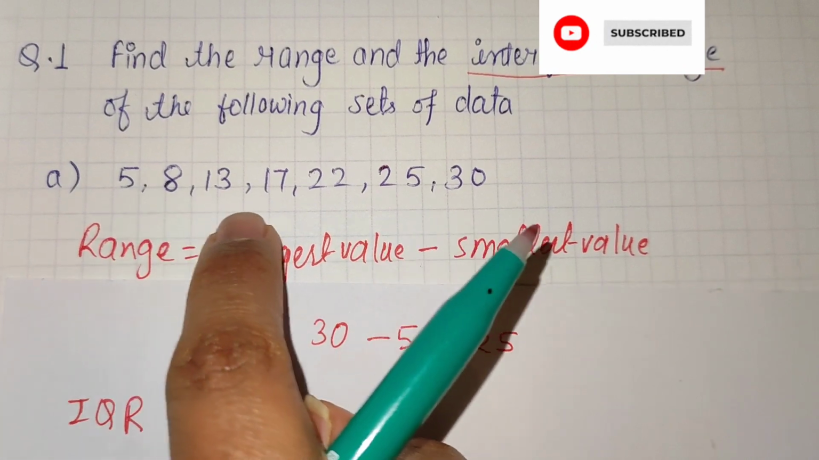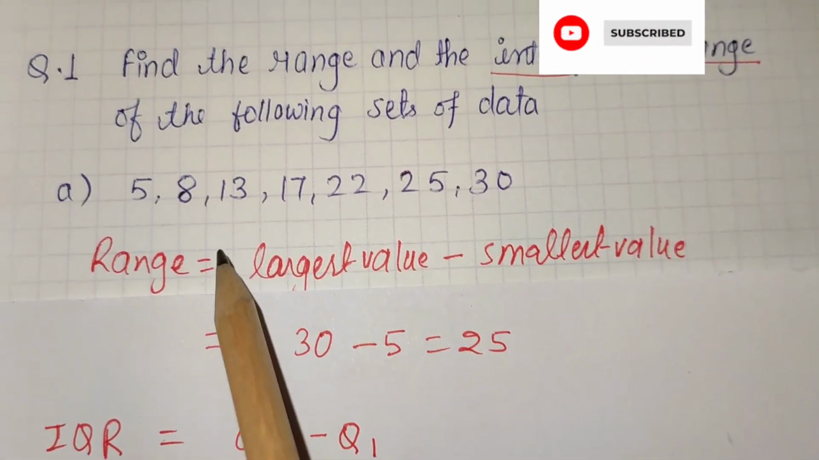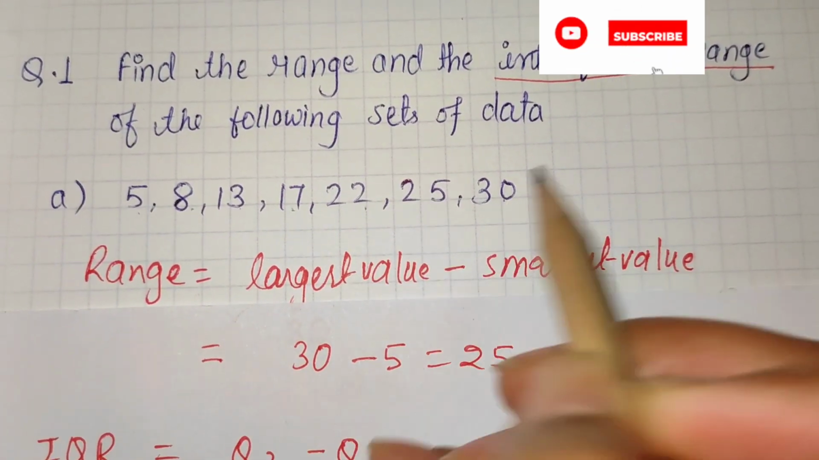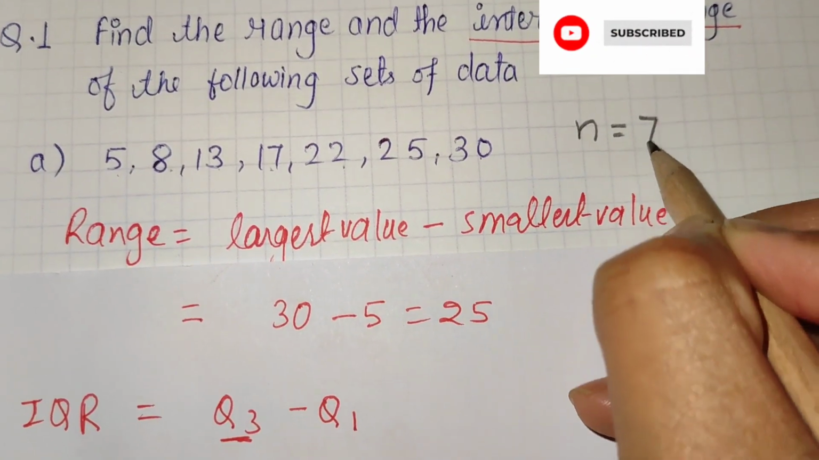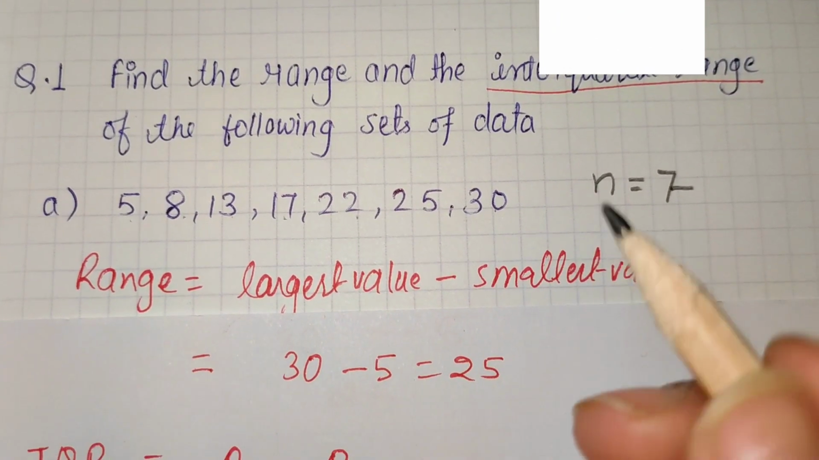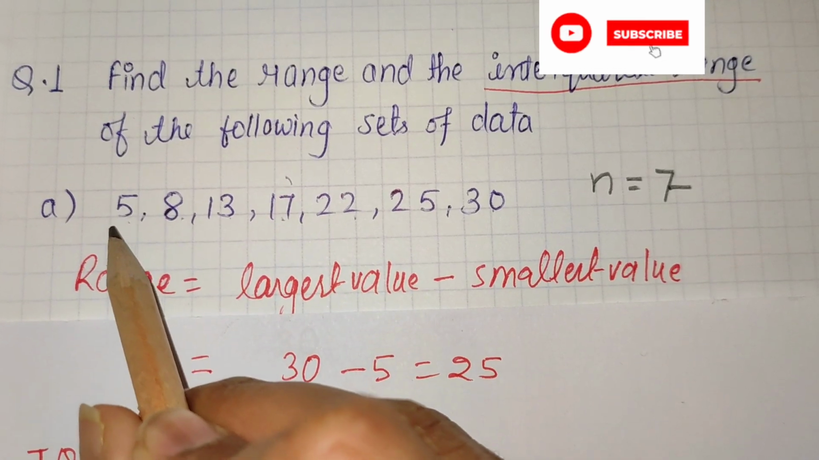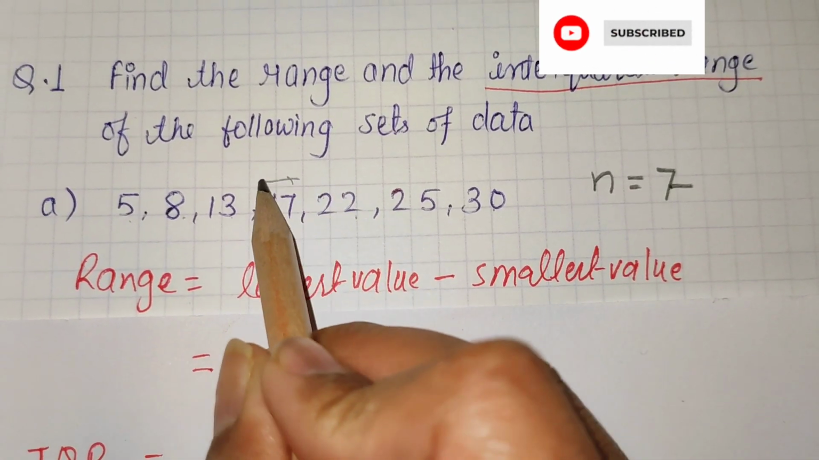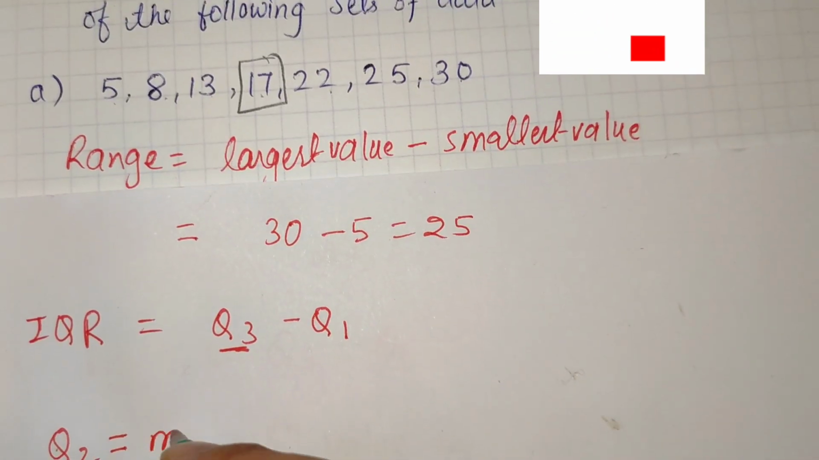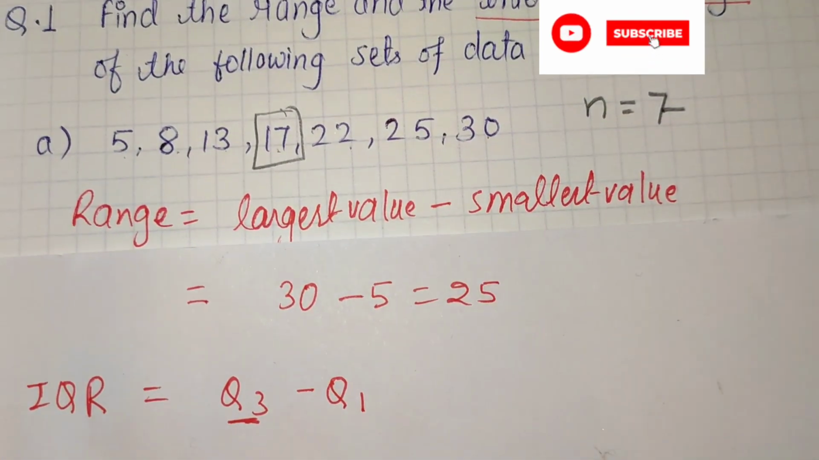This is a discrete set of data, ungrouped data. So this is the given set of data. Let me write down what n is: 1, 2, 3, 4, 5, 6, 7. So the number of data values is 7. If you have to find the median, the median will be the middle value. It is arranged in ascending order, so I just need to go for the middle value, that is 17. So I'll write down here Q2 is nothing but the median, that is 17.